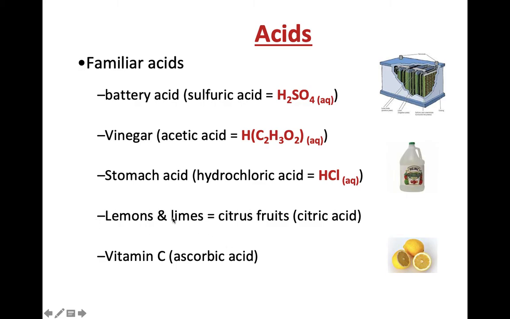And then we have lemons and limes. Citrus fruits contain citric acid. And of course, vitamin C, which is something that is good and you should be eating, is also an acid. So are all acids bad? No, of course not. Vitamin C is very good. Lemons and limes, very good. Vinegar, well, if you like vinegar. Battery acid, I wouldn't be suggesting drinking battery acid. That's a bad acid. That's a strong acid.